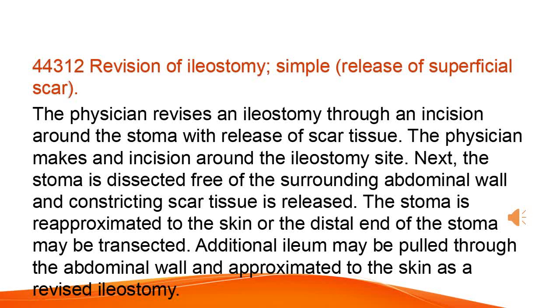Next, the stoma is dissected free of the surrounding abdominal wall and constricting scar tissue is released. The stoma is approximated to the skin, or the distal end of the stoma may be transected. Additional ileum may be pulled through the abdominal wall and approximated to the skin as a revised ileostomy.